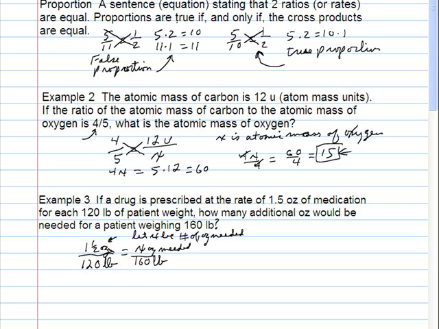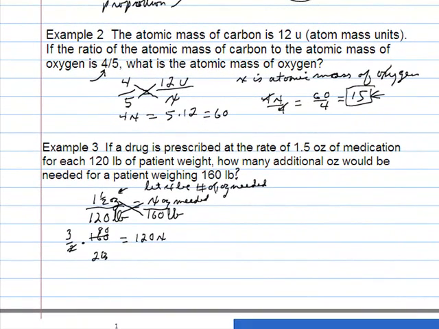Okay, I'm going to set my cross products equal here. One cross product is 1 1/2, or 3/2, times 160. The other cross product is 120 times X. Here I cancel the 2 with the 2 and the 160 to give me 80. So I end up with 240 is equal to 120X. To get X, I divide both sides by 120. On the right side, they cancel and leave me X. On the left side, 240 over 120 is 2. So I get 2 ounces of medication for a 160 pound patient.